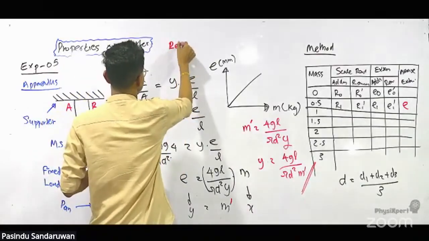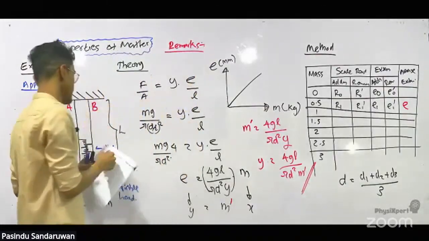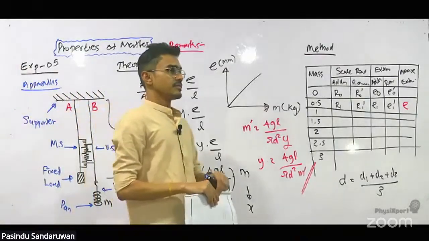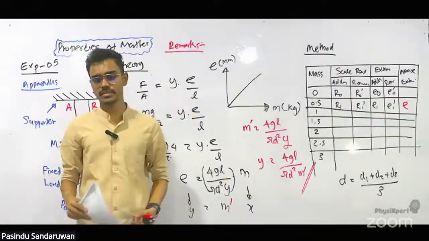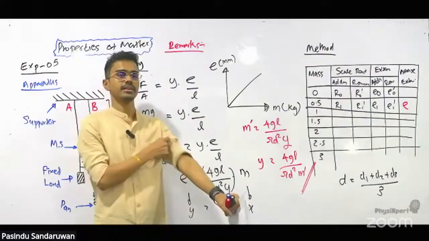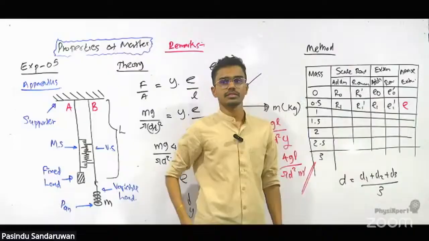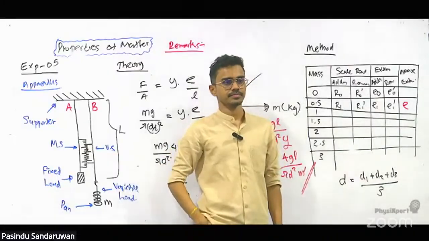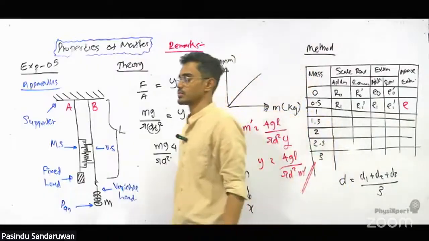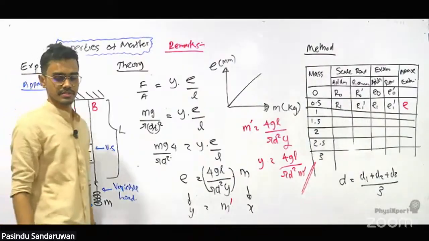Write down the marks. Like in the experiment, you are sitting here and over the marks. Write down. First of all, thin long wires should be used to get a considerable extension.